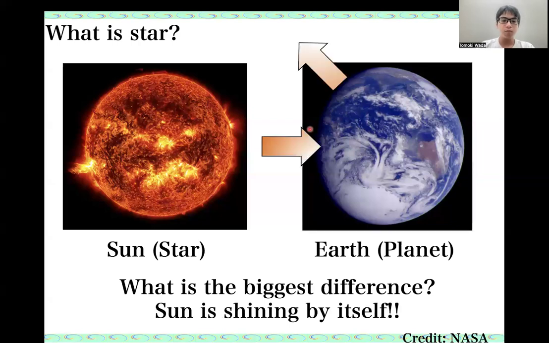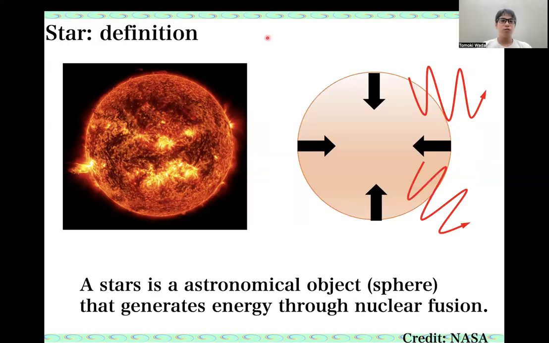Okay, the answer is this. Sun is shining by itself. It emits photons by itself, and Earth just reflects the light from Sun. This is the biggest difference. And here is the definition of stars. A star is an astronomical object, a gas sphere, that generates energy through nuclear fusion. I would like to explain these points in this video.